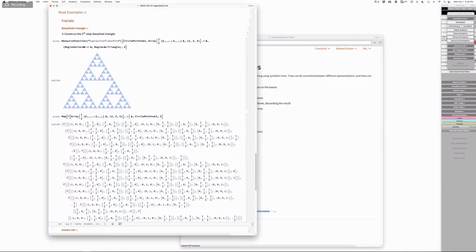I'm not sure. Circle points of 3 is a matrix. You're mapping over a matrix. There's some question of what exactly you're mapping onto. Okay, but I understand what this is doing. This is coming from threading. I'm not sure how this ends up getting so deeply nested. I think its level specs are wrong.